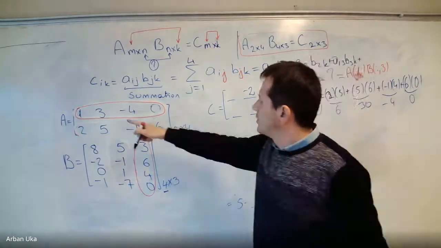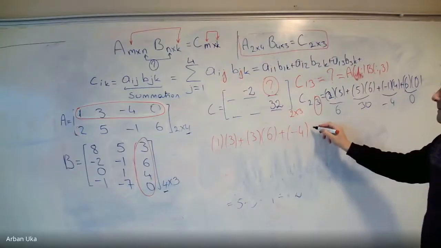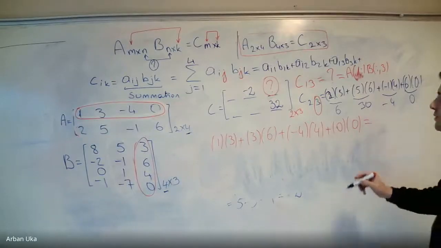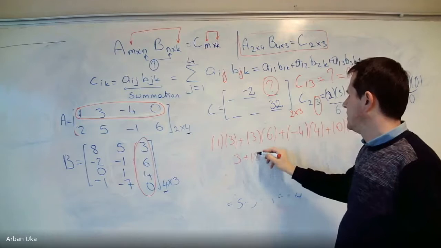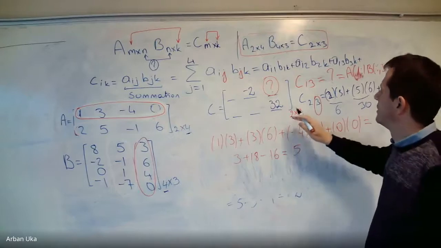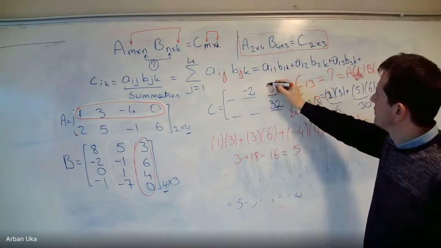So can you help me here? How can we do the multiplication of these two? Okay, we should write 3. So 1 times 3. Yes. 3 times 6. Yes. 18. Minus 4 times 4. Minus 16. And then 0 times 0, 0. Okay. So we just pair them up as a pair, right? 3 plus 18 minus 16. What is this? 5, right? Double check this one, maybe there's something wrong. So this is 5, okay?